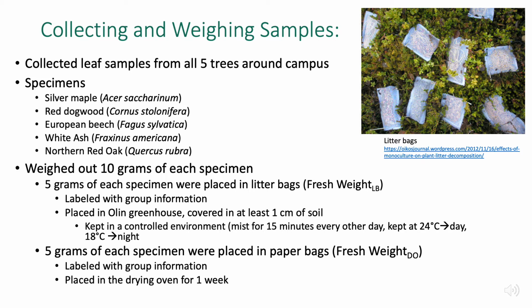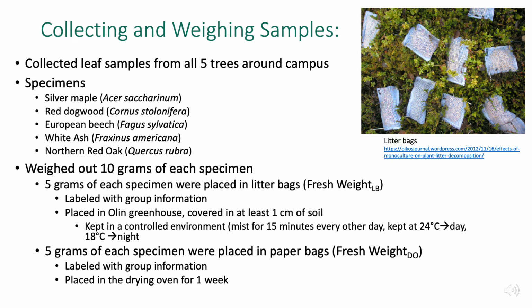First, leaf samples were collected from 5 tree species around campus: silver maple, red dogwood, European beech, white ash, and northern red oak. Then, 5 grams of each specimen were placed in litter bags, which were constructed similarly to the picture shown in the top right. The weight collected from these specimens was recorded as fresh weight LB, for litter bag.